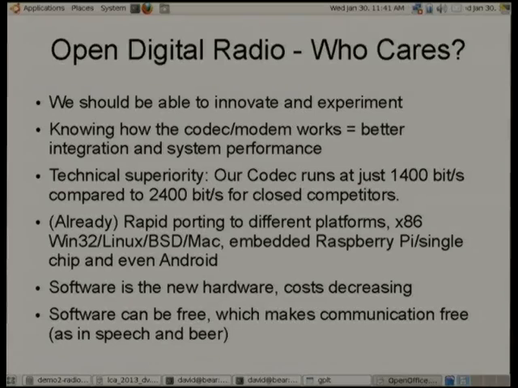We're showing some technical superiority already. Our codec's running at a fraction of the bit rate of the closed source competitors, and that allows more channels, more efficient power usage. The closed source form that this software tends to come with is locked into chips that you put inside the radio, or at best licensed software. Now you can't use that to move to different platforms or do interesting new experimental services.